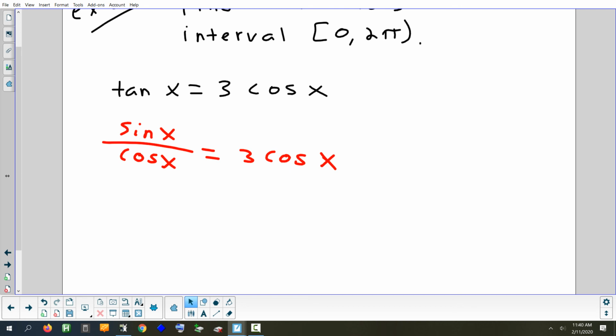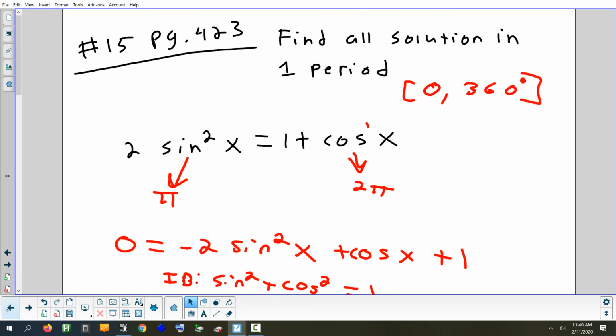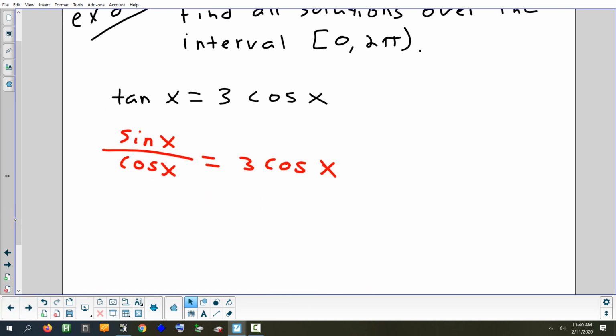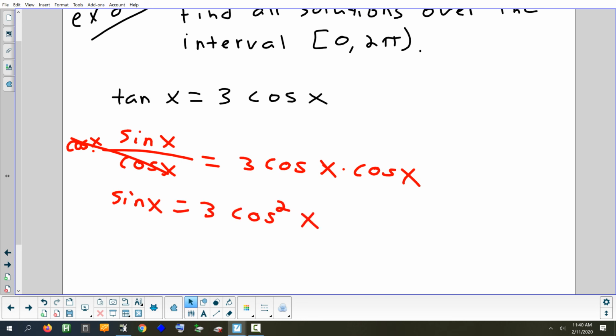So, anyone think they know what the next step would be? This is going to make something squared. You have to multiply by the cosine. Yep, multiply both sides by cosine. That's gone. Now you have sine x equals 3 cosine squared, just like the last two problems now.